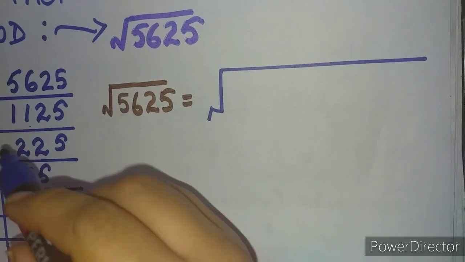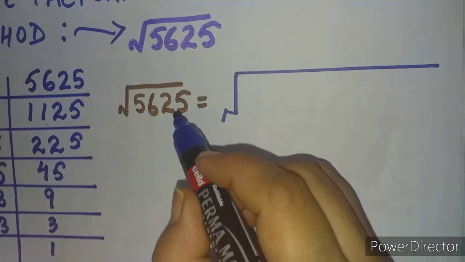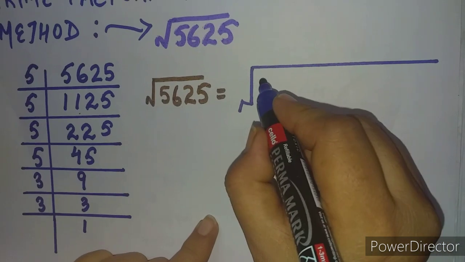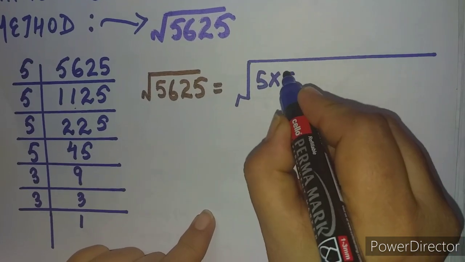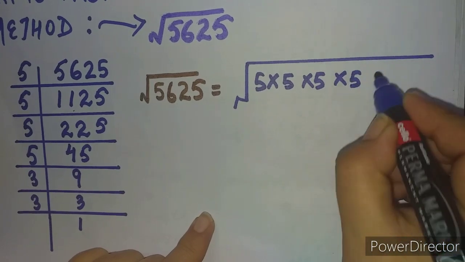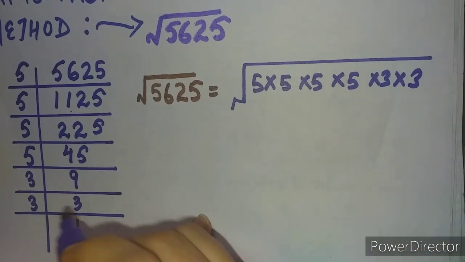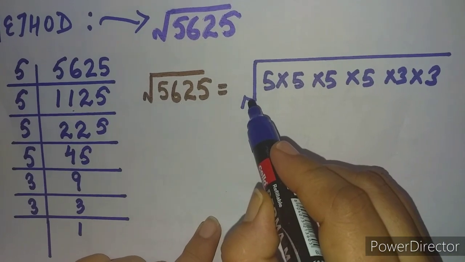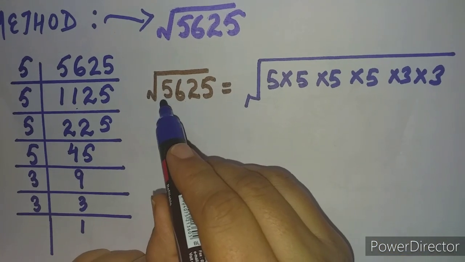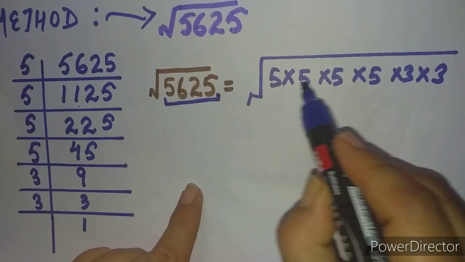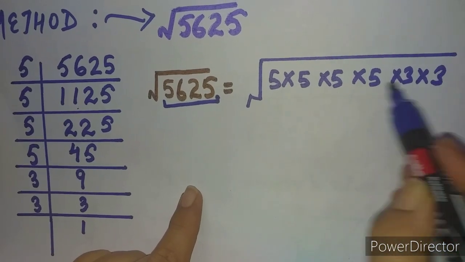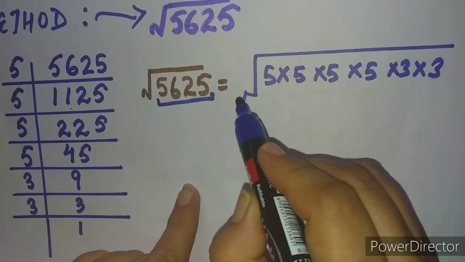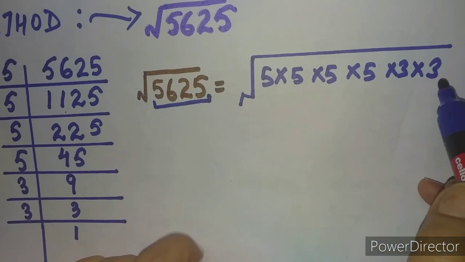Now because we have got all these prime factors, instead of 5625 we will write the multiplication of all these factors. So it will be 5 cross 5 cross 5 cross 5 cross 3 cross 3, under the square root sign. Why again the square root sign here? Because this number is exactly the multiplication of these prime factors. If we multiply these, we will get this number. So this number under the square root sign, and its factors also under the square root sign, is very important to write.